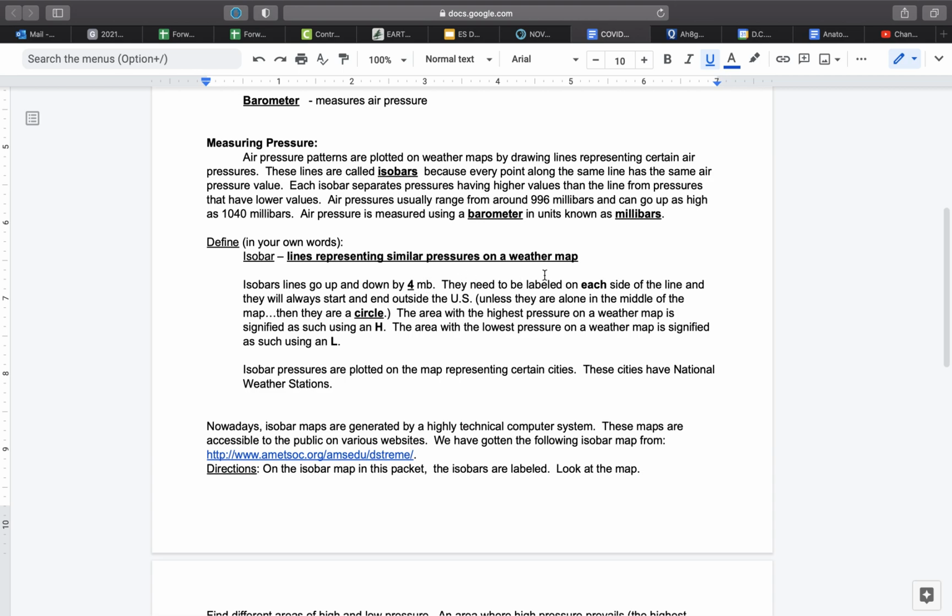A big difference here is that these lines go up and down in 4s, and the unit here is MB, which stands for millibars. They go up in 4 millibar increments. So they don't go up and down by tens, just like the isotherms do. They go up and down by 4s.